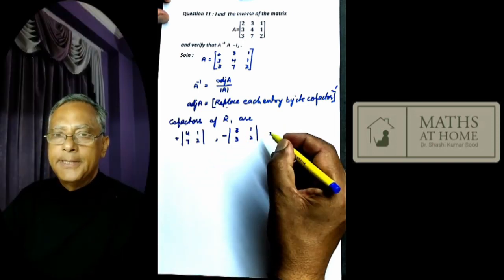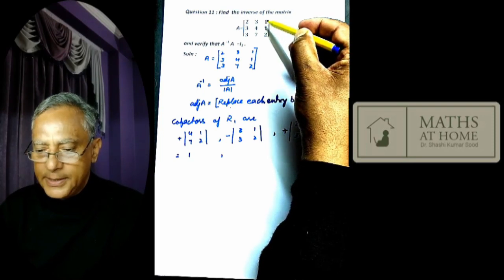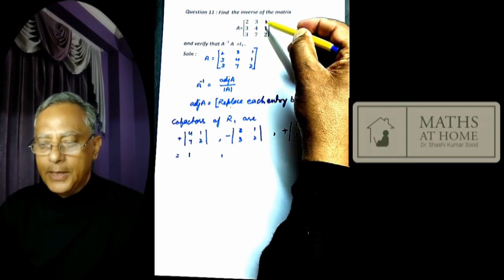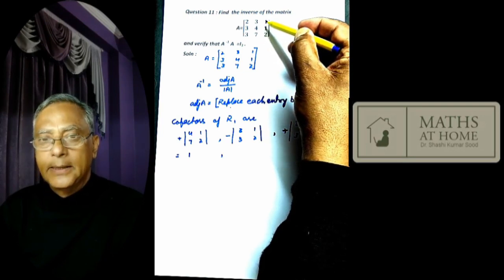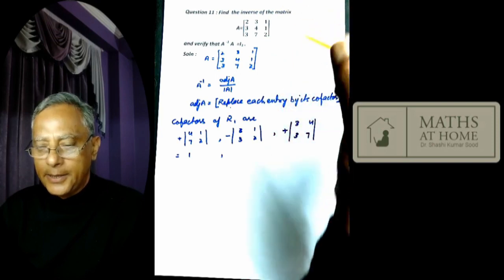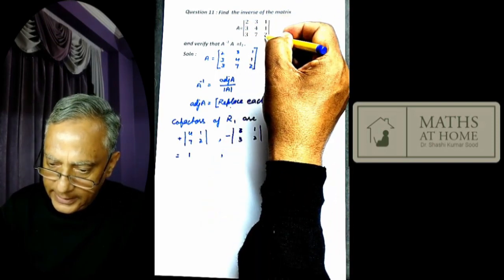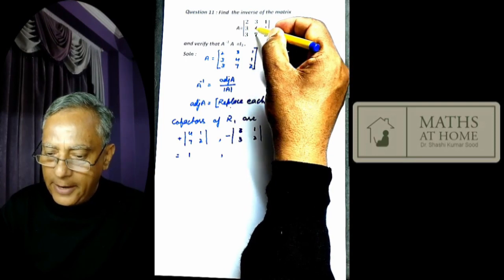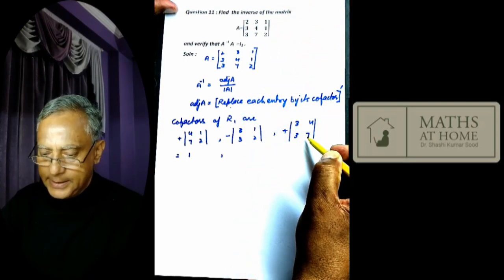Now next entry is this. Now place of this entry is 1, 3. First row and third column. That is, this is an even place entry. So this will be plus, and this will be deleted, this will be deleted, and we will be left with 3, 4, 3, 7.